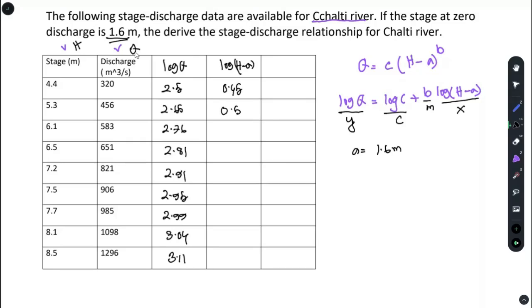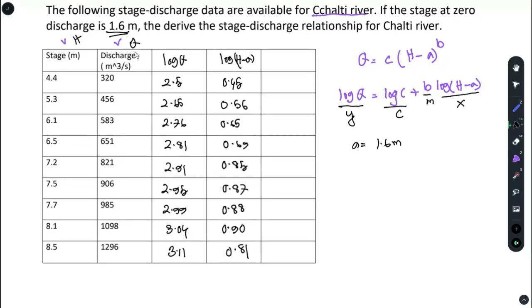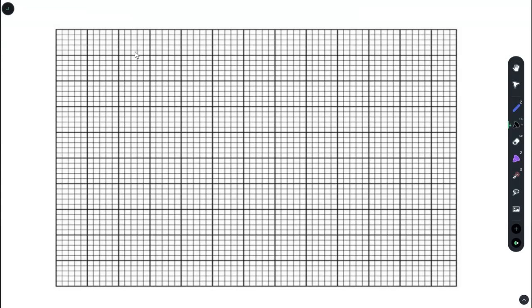that is 0.56, that's 0.56, and that is 0.65, that is 0.69, that is 0.85, that is 0.87, that is 0.88, that is 0.9 also, that is 0.81. So I'll draw a curve. From that curve I will find out the parameters.